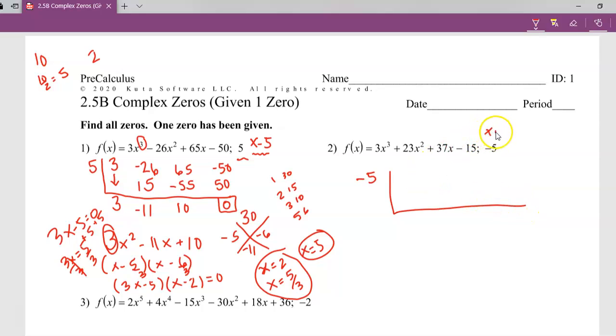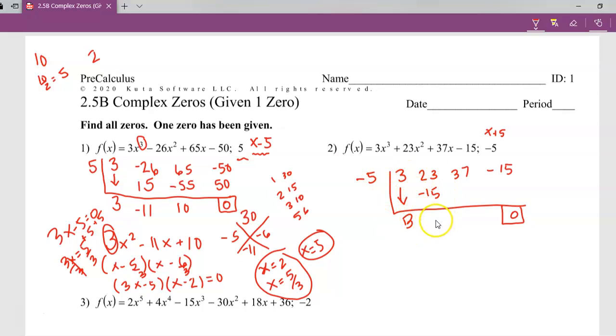Remember, that tells me that x plus 5 divides evenly in. Put your numbers across, make sure they go down in order from highest exponent to lowest, which these ones do. Okay, remember, since I'm given that -5 is a 0, that should be 0. If it's not, I made a mistake, so just keep that in mind. So drop your 3. -5 and 3 is -15.